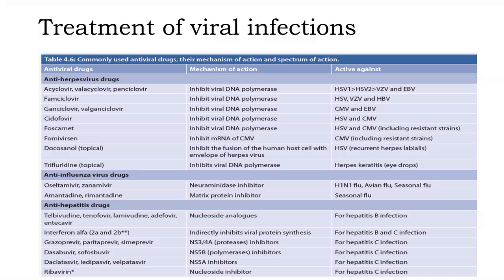Treatment-wise, you have various antiviral drugs. Some of them inhibit viral DNA polymerase, like those for herpes simplex virus, cytomegalovirus, and Epstein-Barr virus. The next variety inhibits the mRNA for cytomegalovirus. Then you have the anti-influenza drugs, which are neuraminidase inhibitors and matrix protein inhibitors like oseltamivir, amantadine, rimantadine, etc. You also have a class of drugs used in hepatitis infections, and again I have provided a list of drugs which can be used there.